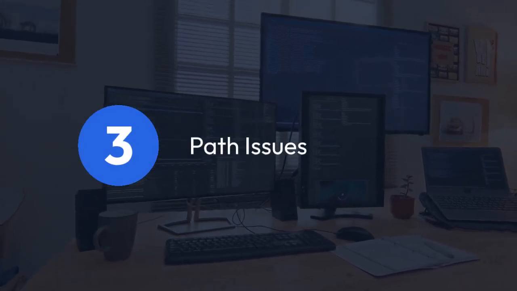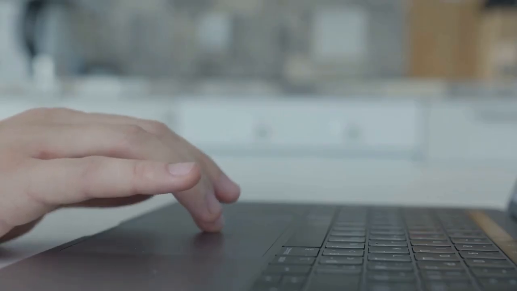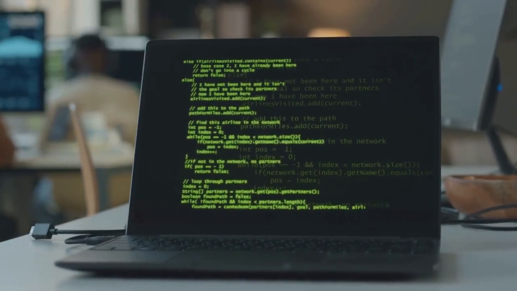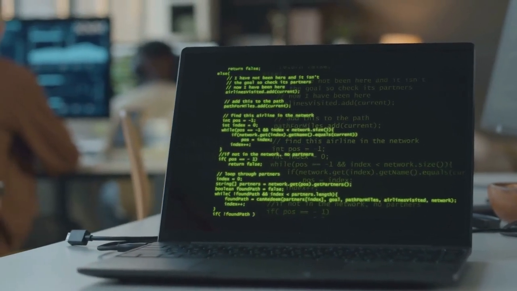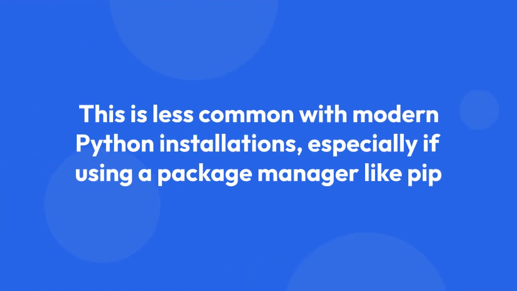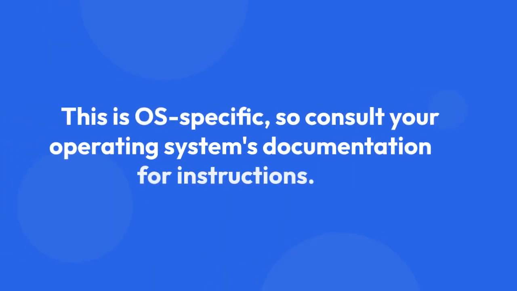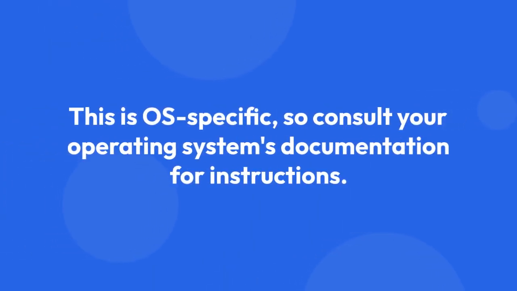3. Path issues. Python needs to know where to find the installed packages. Problems can arise if your Python installation's path variables aren't configured correctly. This is less common with modern Python installations, especially if using a package manager like pip, but it's worth checking if other solutions fail. This usually involves adding directories containing your Python installation and its site-packages folder to your system's PATH environment variable. This is OS specific, so consult your operating system's documentation for instructions.